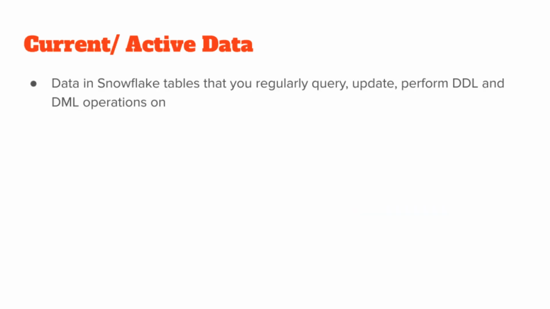Active data consists of the information you interact with regularly. It encompasses the data in your Snowflake tables, which you access through your queries, any modifications you make using data definition language updates, and any changes made through data manipulation language updates. When dealing with active data, you'll frequently engage in updating and managing this information as part of your daily workflow.